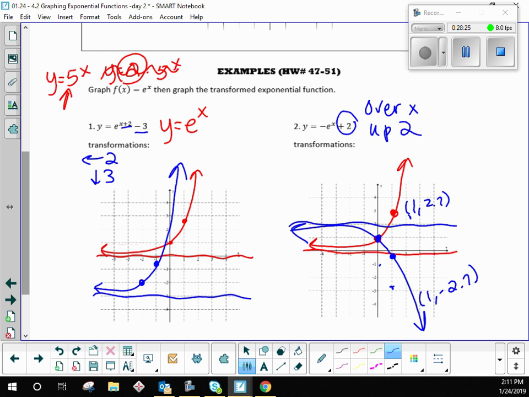This section down here on your homework says, use a calculator to evaluate, blah, blah, blah. Just cross that out. I don't even care about that.